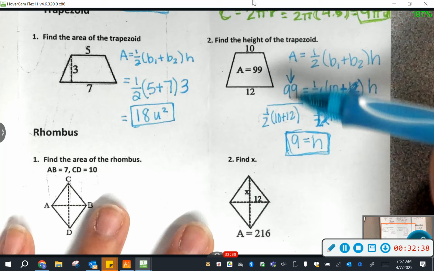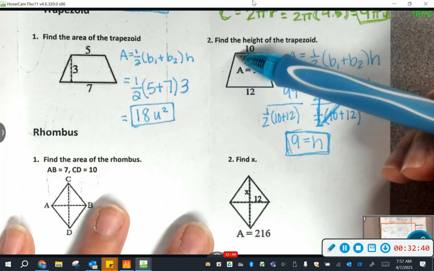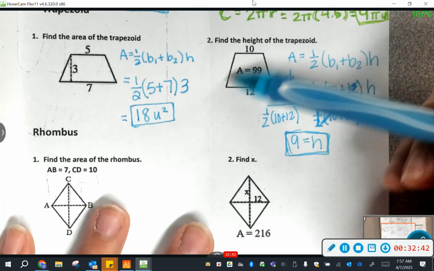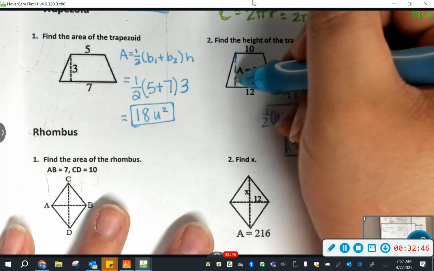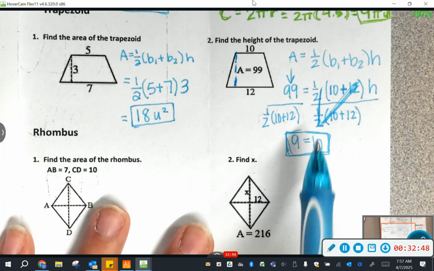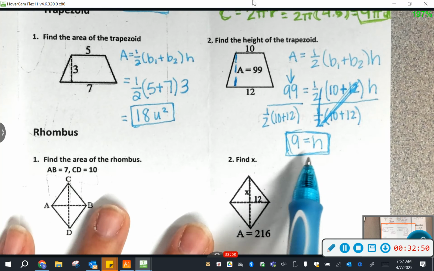By the way, if I didn't say it over here, is this slant the height? No, the height goes straight up and down. That's actually why it does not ask us for the perimeter, because can I find the perimeter if I'm given the height? No.